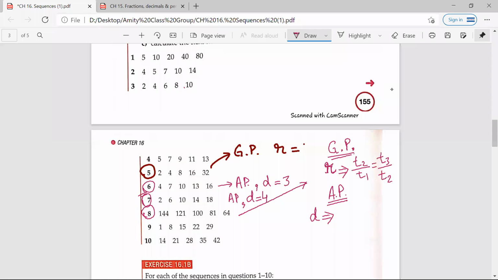Let us assume that we claim that question 8 is a GP. So let us try to check. I have 121 by 144, 100 by 121, 81 by 100, 64 by 81. Can you tell me whether these are equal or not? Would you be able to see?